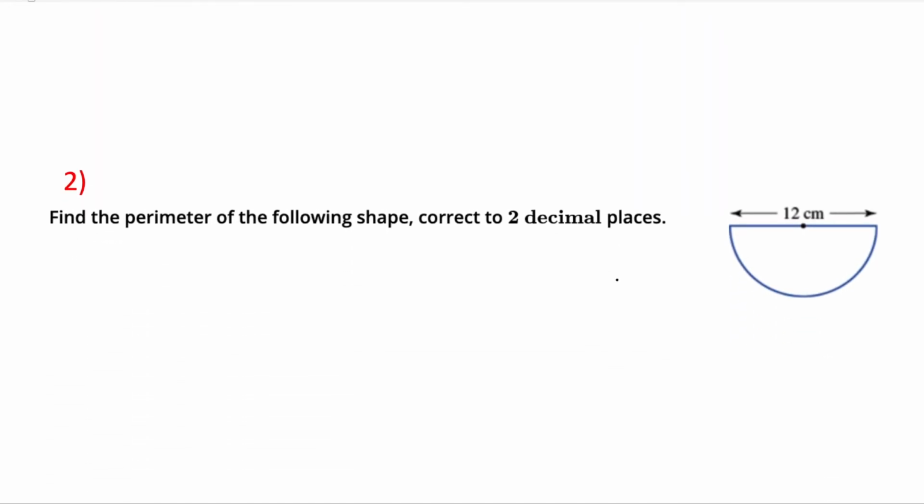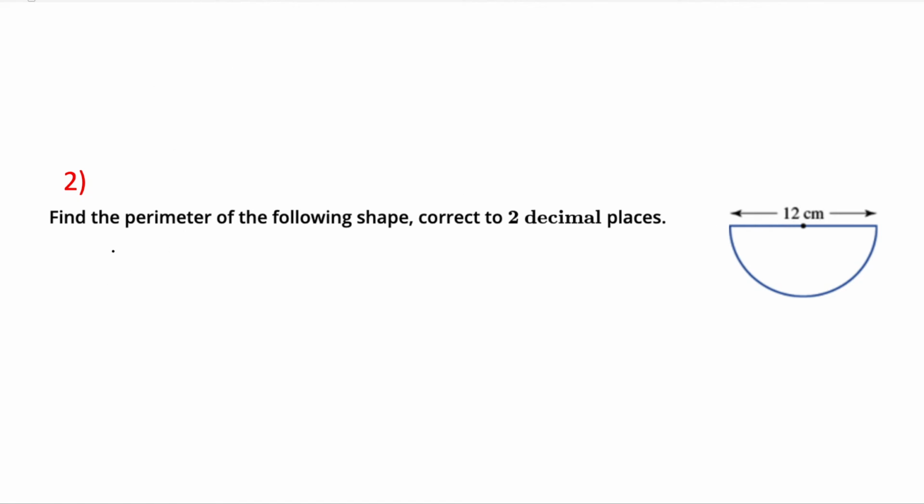Find the perimeter of the following shape correct to 2 decimal places. Okay, so it's looking for the perimeter, which means that is the circumference. We can see here that we have a semicircle. So I could have half of a circle, agree? So what do I have here? I have the diameter, which is 12.